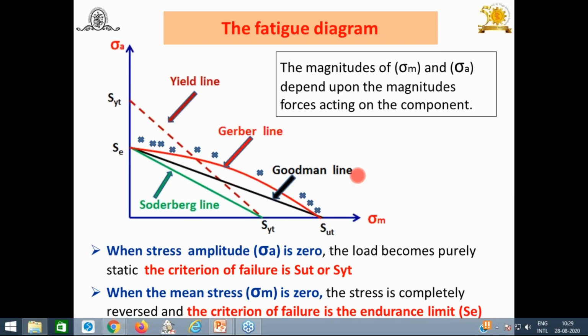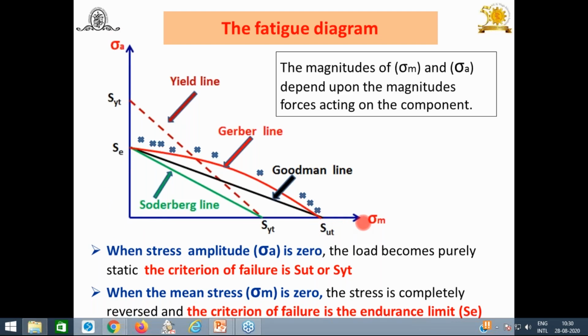By using such diagrams, we are going to find out the dimensions of a component subjected to fluctuating or alternating stresses. Try to understand. Second thing, how to construct this fatigue diagram. First of all, on the x-axis is sigma mean, or mean stress. How to find sigma mean? I have already told you, from sigma maximum and sigma minimum you can find the mean stress. Then another one is sigma amplitude, on the ordinate or y-axis. You construct sigma A amplitude on the y-axis and sigma mean on the x-axis.